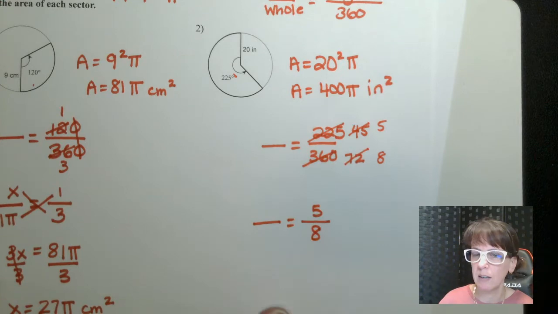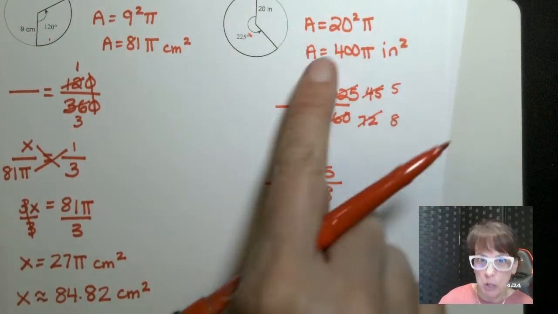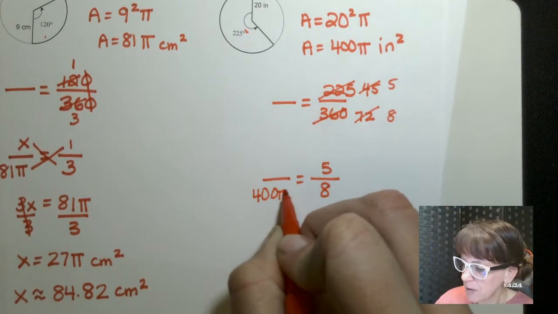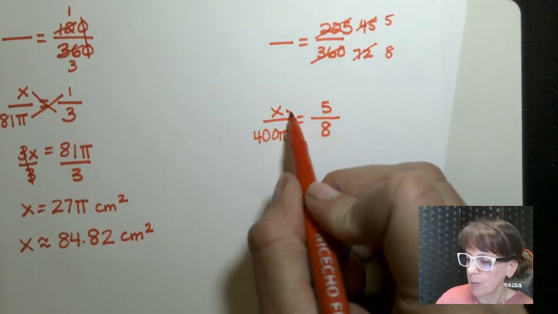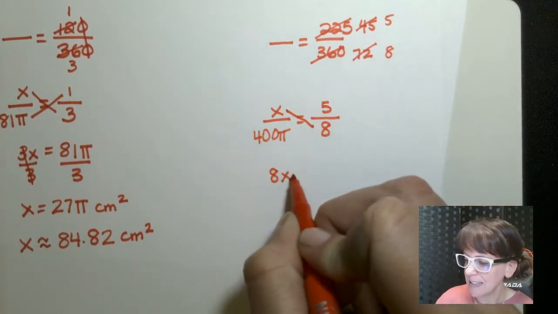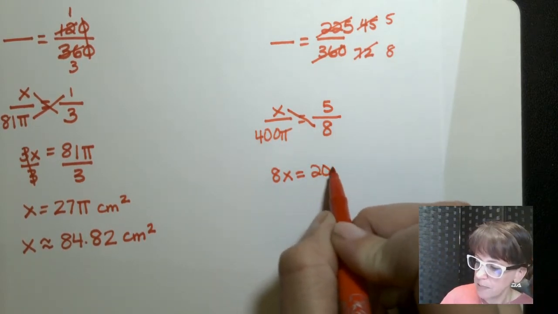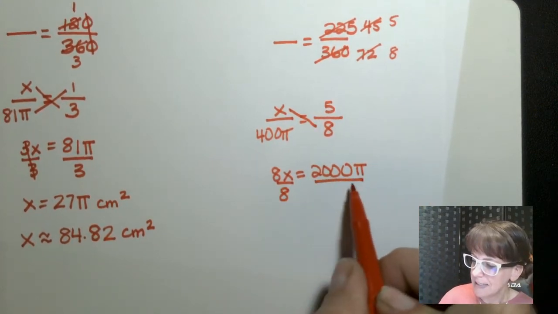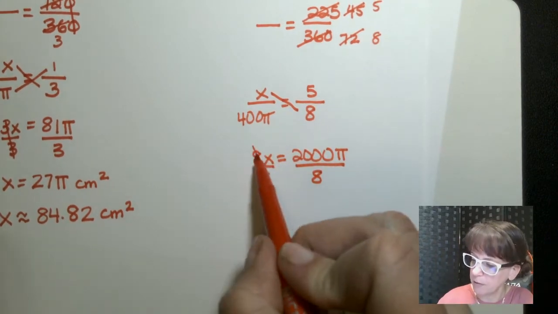Our whole, that portion of this, is 400 pi. So we have 400 pi, so x over 400 pi. Okay, so we're going to cross multiply, so we get 8x equals, and then we have 400 times 5, which gives us 2000 pi. Divide by 8, divide by 8, to get that x by itself, right? We're solving for x.